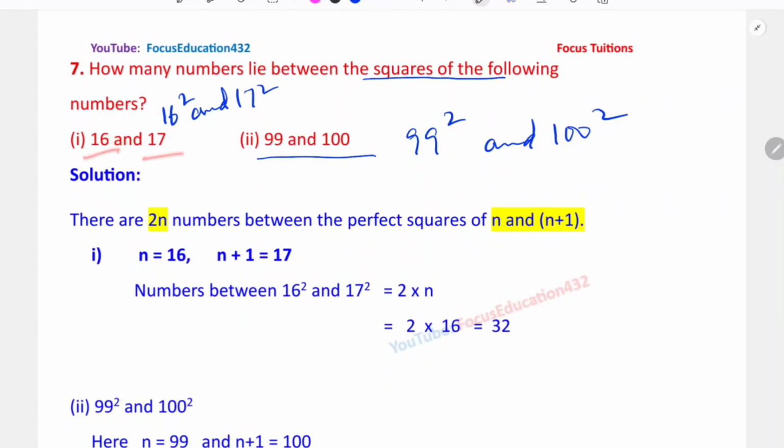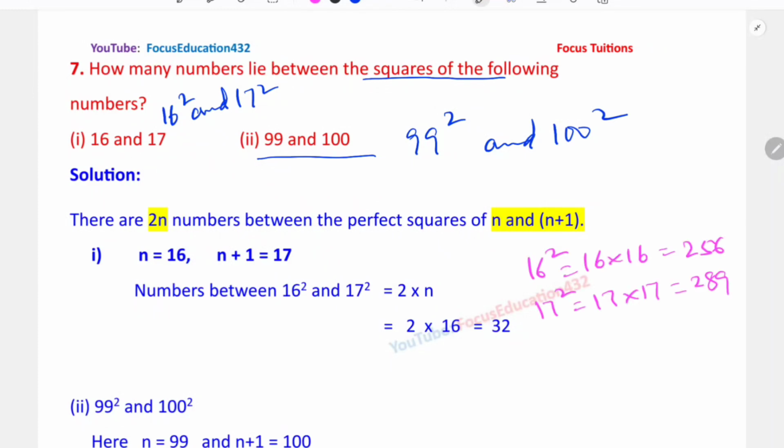What is given to us? 16 square, 17 square, 99 square and 100 square, consecutive numbers, that means the immediately next number. So the general formula is: there are 2n numbers between the perfect squares n squared and (n plus 1) squared. Clear? How many numbers will be there between two consecutive squares? 2n. So what is n here? The first number is n, 16, and the second number is n plus 1, 17. Simply multiply 2 by n, that is 32. So you will get 32 numbers between the square of 16 and the square of 17. See how easily we can do this.